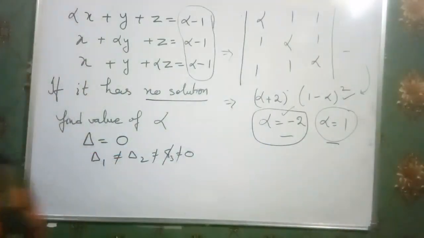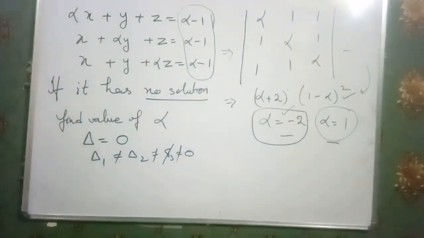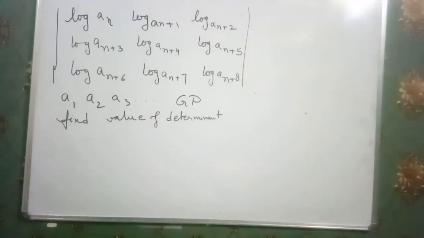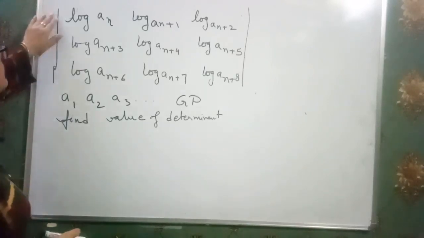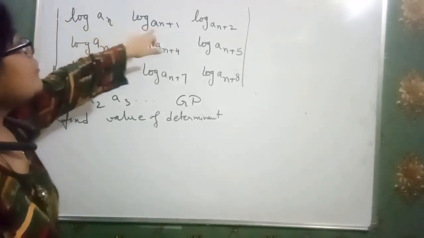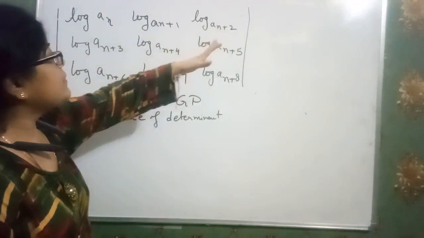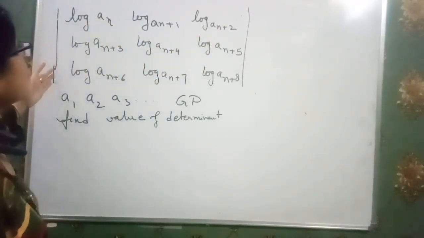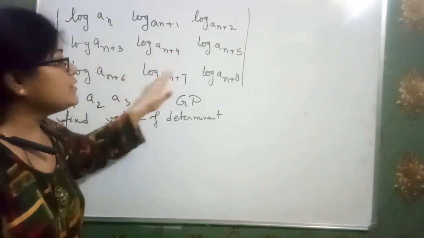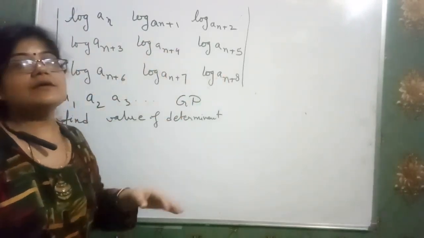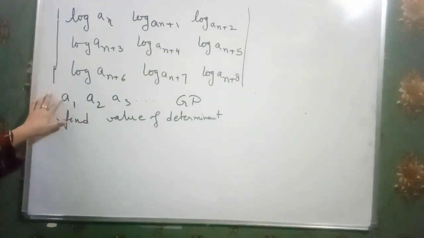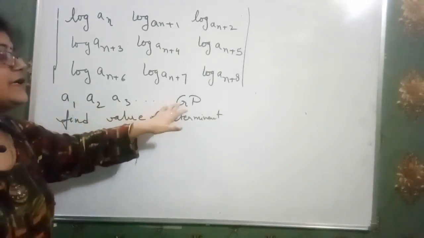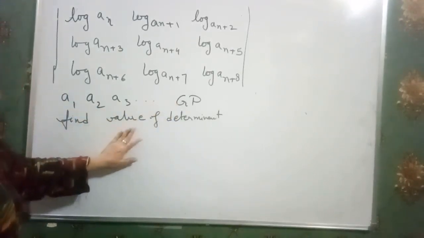Just note it down. There is another question on your screen. Log of a_n plus 1, log of a_n plus 2. You just see that it is in the form of log, and the value of n goes on increasing in each row and column. It is given that a1, a2, a3 are in GP, and you have to find the value of this determinant.